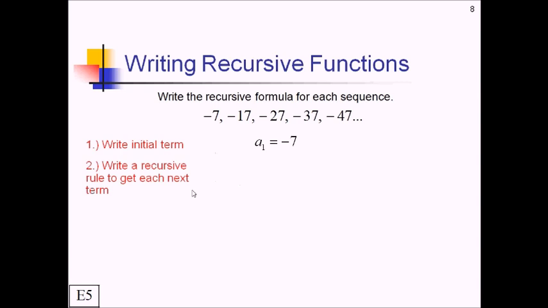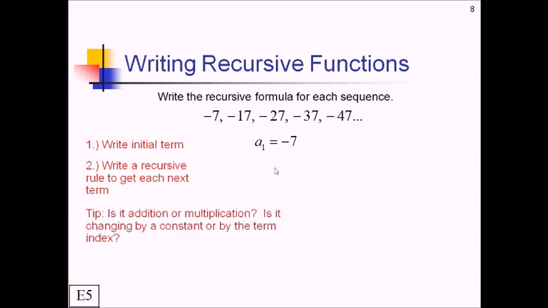Next, we have to write a recursive rule to get each next term. And when you're doing this, you have to look at the sequence and ask yourself, what's happening to get from one term to the next? Is it addition or multiplication? Is it changing by a constant, or is it changing by the term's index? Because remember, we can add or multiply by the actual index of each term as well.